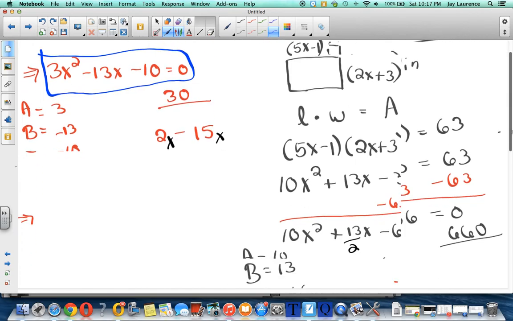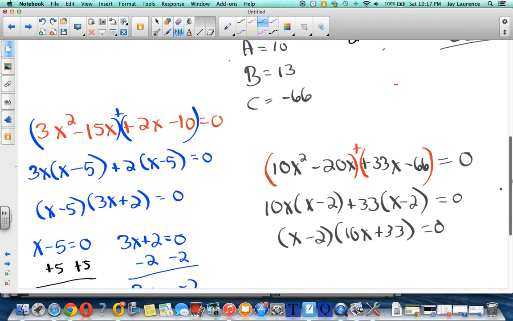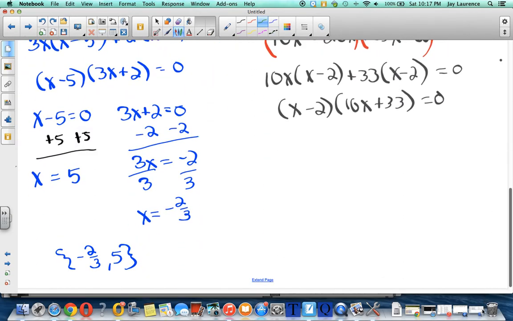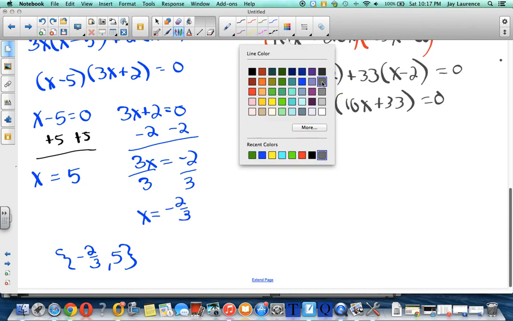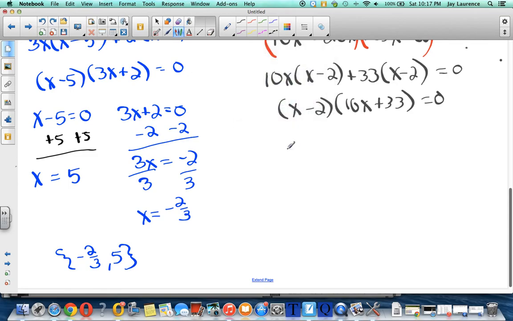Now, on this gray one, I'm going to solve for x. And again, I'd like you to try it on your own. Okay. Set up your two equations. Try it on your own. When you're ready, unpause and see what I'm doing. So I've got x minus 2 equals 0. And 10x plus 33 equals 0.